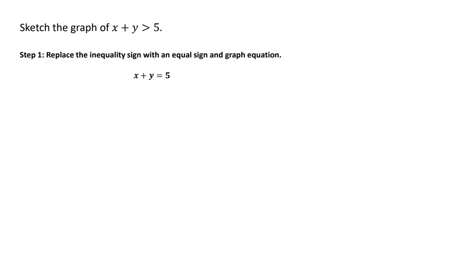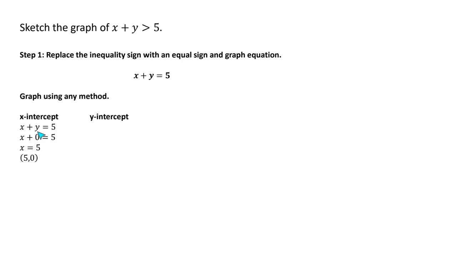What we can do is replace the inequality with an equal sign. This should be a review from chapter 1, right? In chapter 1, you learned how to graph lines either by using a plotting method, or the intercepts, or even the slope and the y-intercept. For this example, I'm going to use the x-intercept and y-intercept.